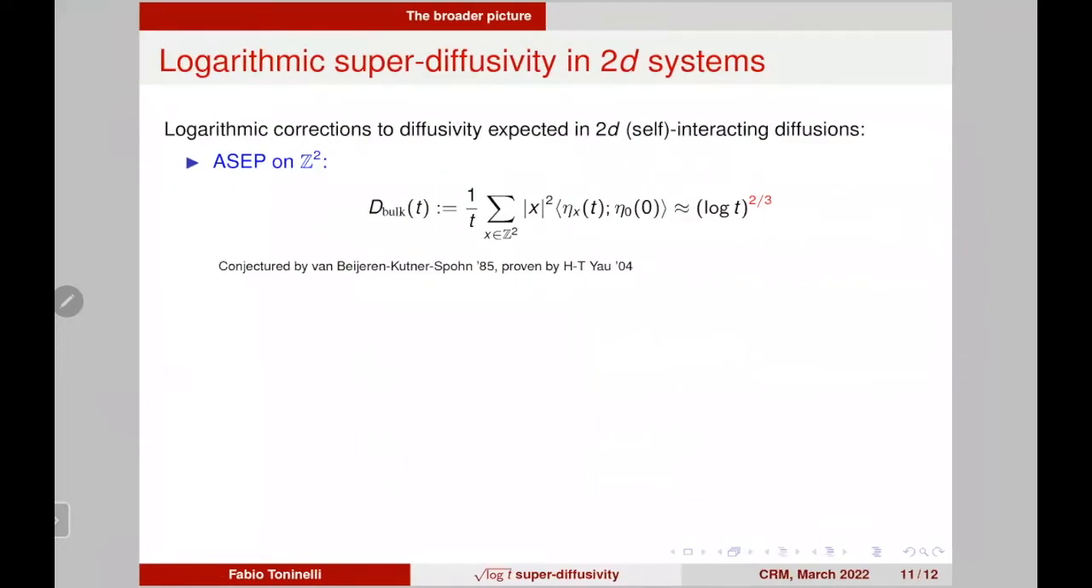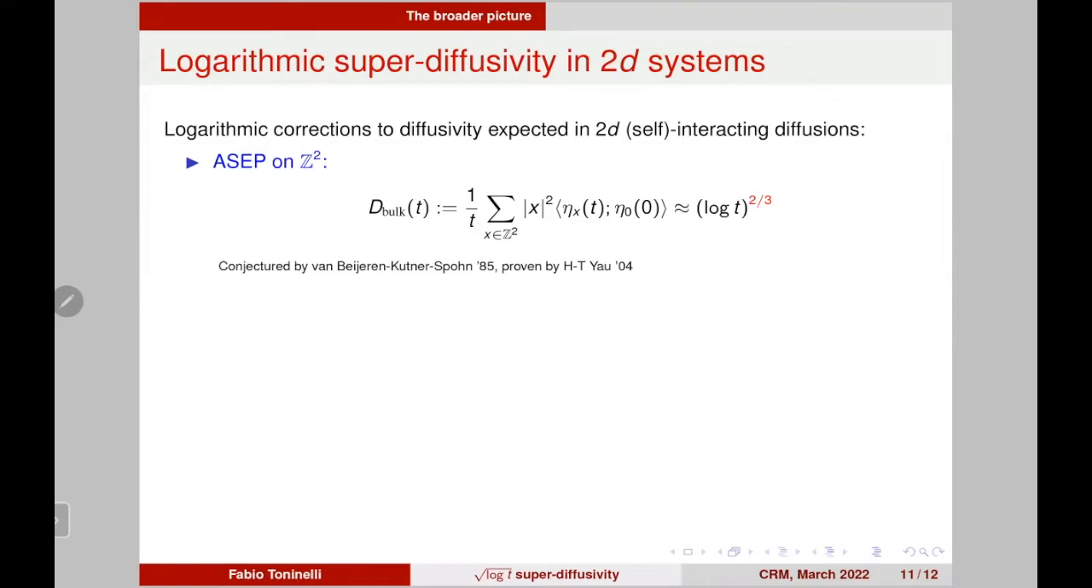To conclude, I think I have a couple of minutes. Let me try to put this result in a broader context of logarithmic superdiffusivity in two-dimensional systems. There is another model where such logarithmic superdiffusivity occurs. It's much more well known. It's the asymmetric simple exclusion process on Z2. So think of ASEP maybe.